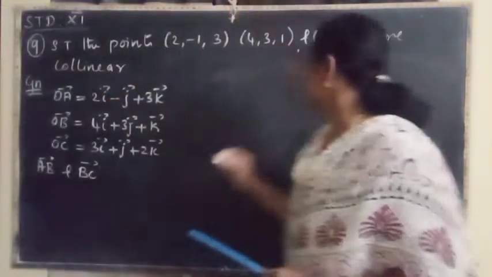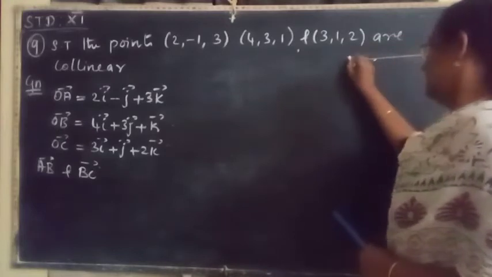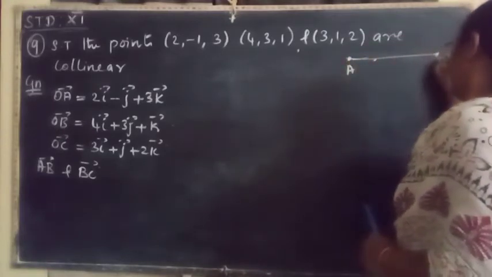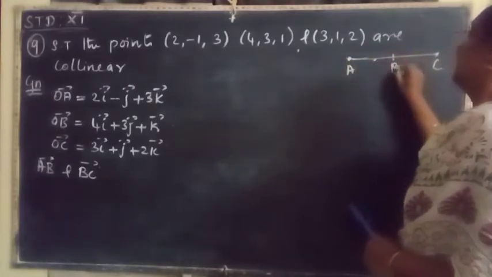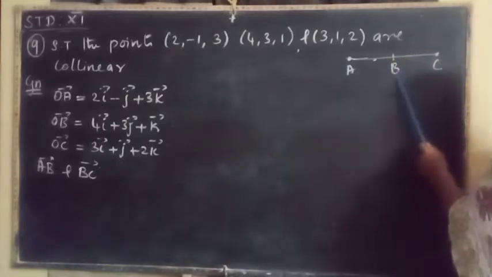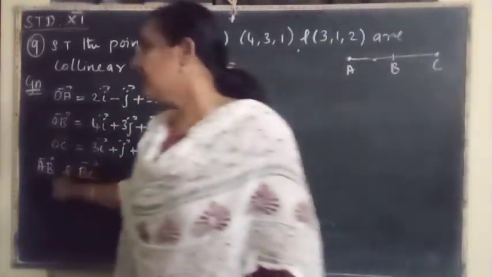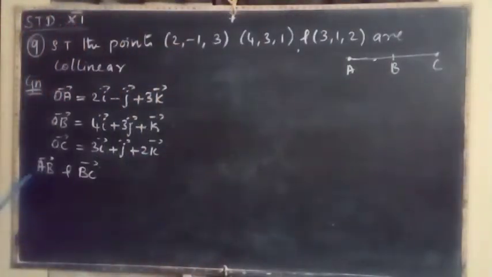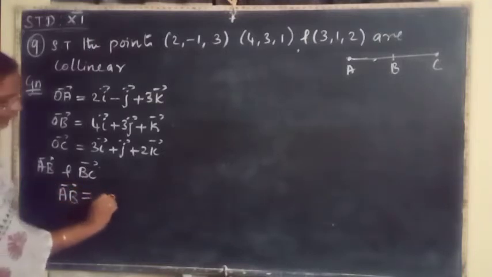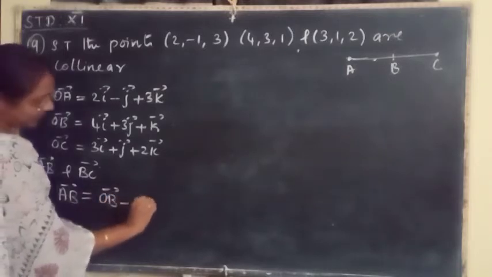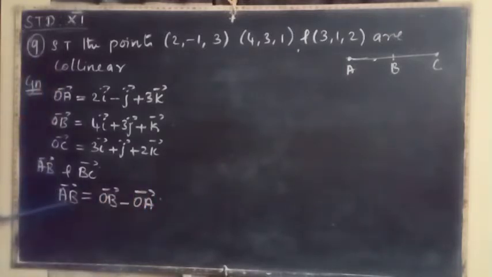Now look into the diagram. This is A, this is C, and this is B. So I am going to say that AB and BC are on the same line. You know this from physics: how can we write the AB vector? It is OB vector minus OA vector. The second point has to come first in the subtraction.